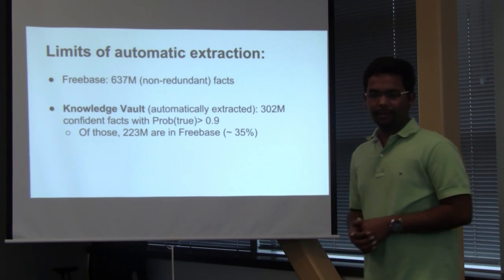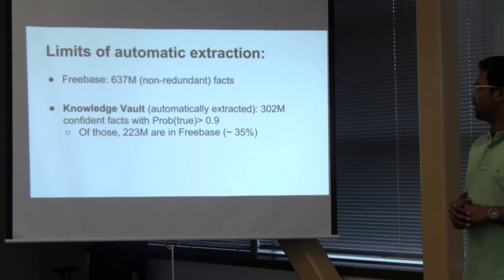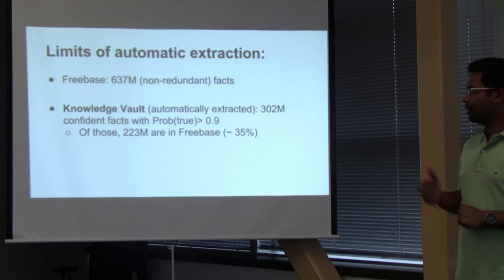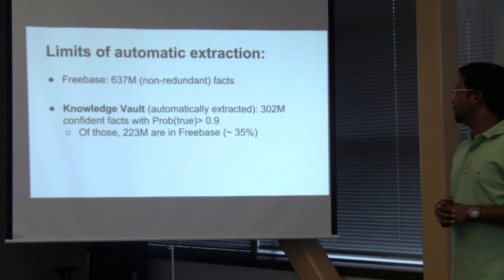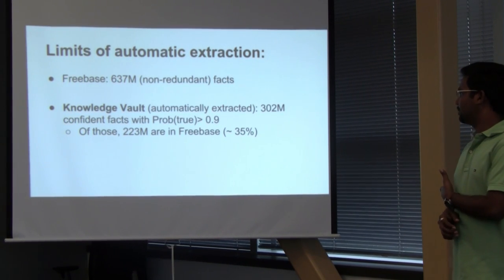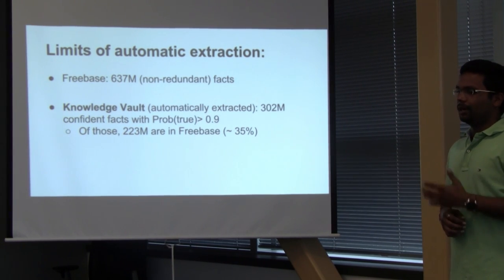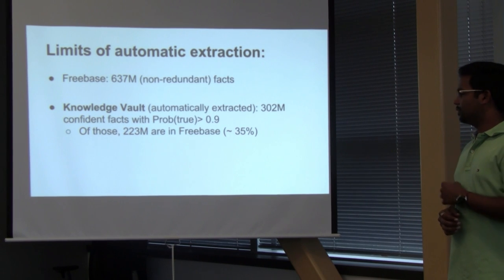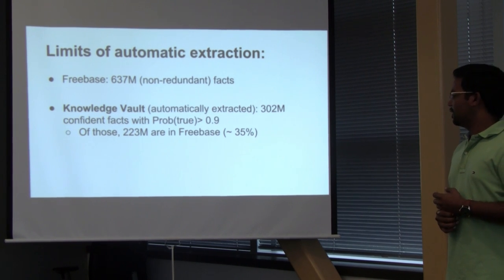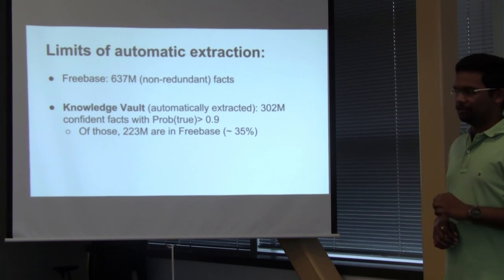So when we are automatically extracting the knowledge, what are the limits of automatic extraction? A manually created knowledge graph, Freebase, has 637 million non-redundant facts, but Google's Knowledge Vault, which is automatically extracting information, has 302 million high confidence facts. But out of those facts, it has 223 million from Freebase itself. That means approximately 35% of the overall Google Knowledge Vault, which has 1.3 billion facts, is actually automatically extracted.